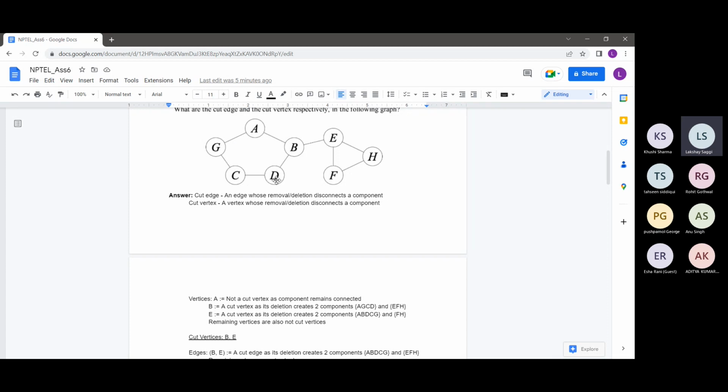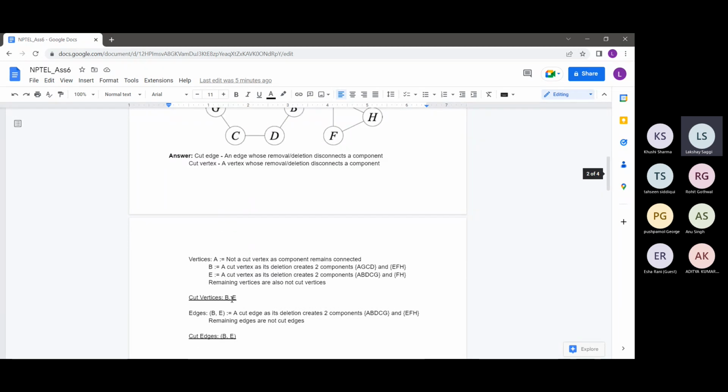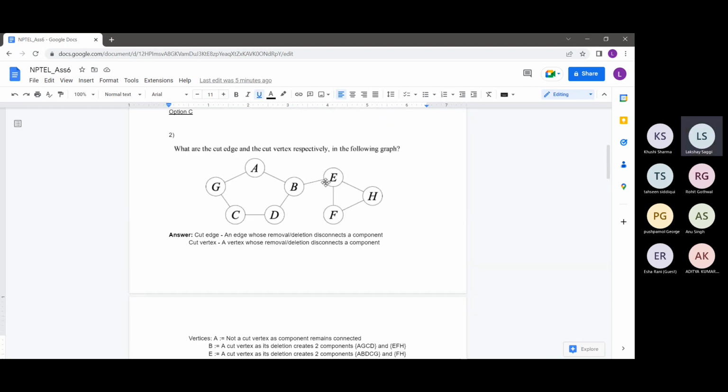So no edge that is part of a cycle can be a cut edge, since deleting that edge won't make the graph disconnected. We can see that all of the edges of this cycle, this cycle EFH, and this cycle ABDCG won't be cut edges. And that can be seen in the answer also, that the only cut edge was B comma E. And this B comma E does not belong to any cycle.